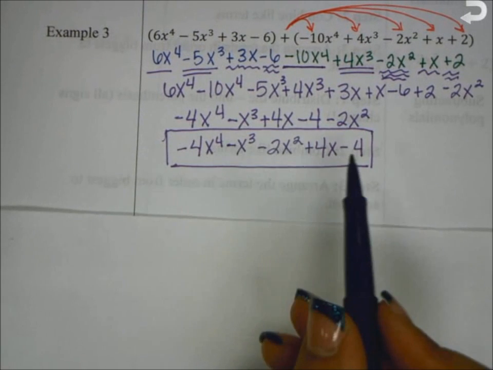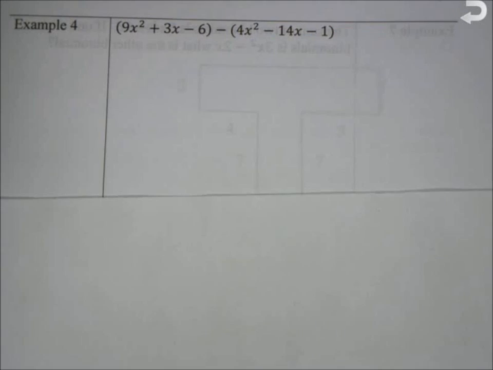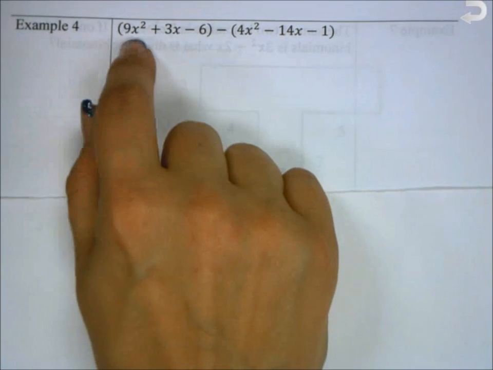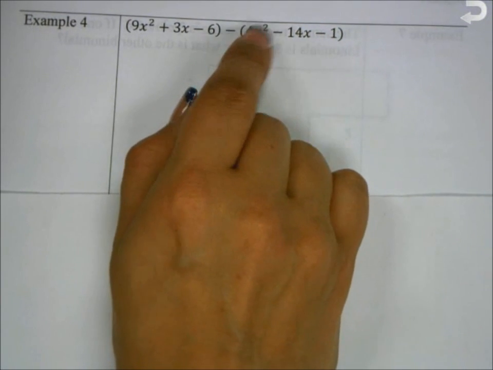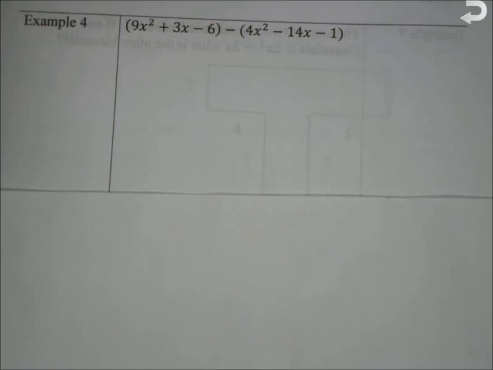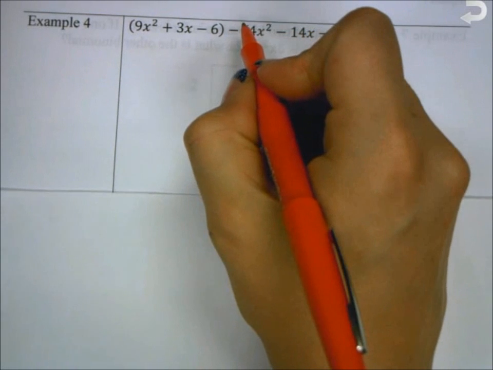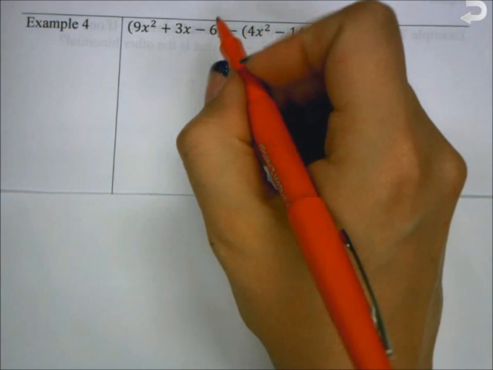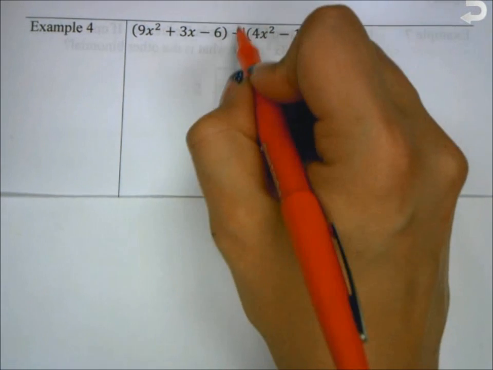Now we're subtracting: 9x squared plus 3x minus 6, minus 4x squared minus 14x minus 1. All right. So the steps to these are exactly the same. What we're first going to do is distribute that negative. Distributing the negative is the same as multiplying by negative what? 1. So we're going to distribute that negative 1 into the parentheses. But when we multiply by negative 1, something happens, right? It all turns negative. It all changes sign.